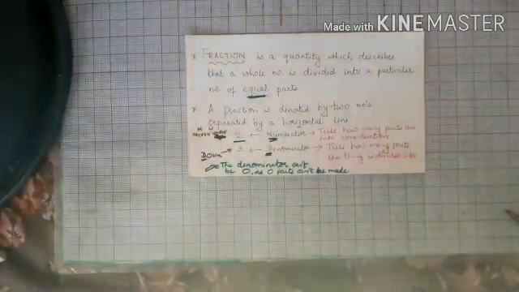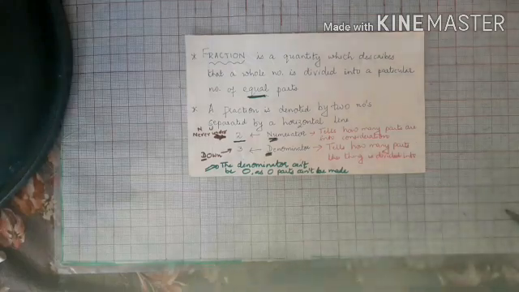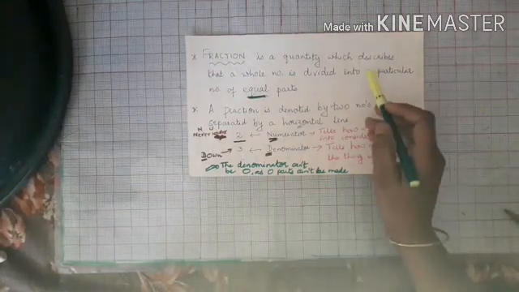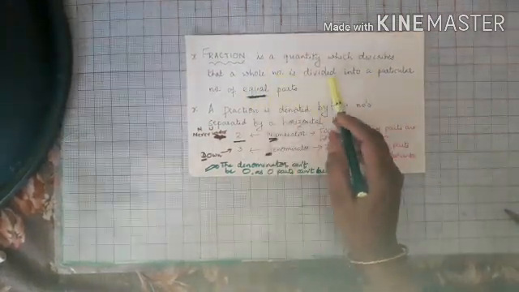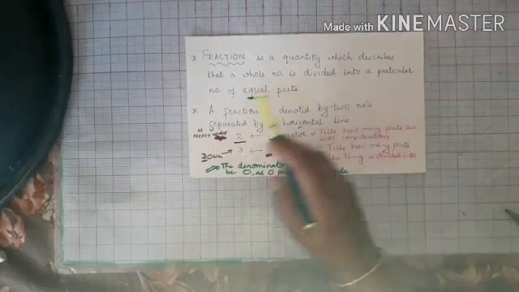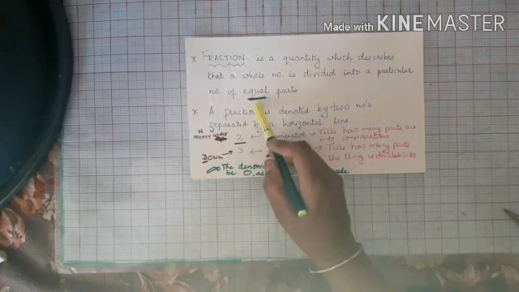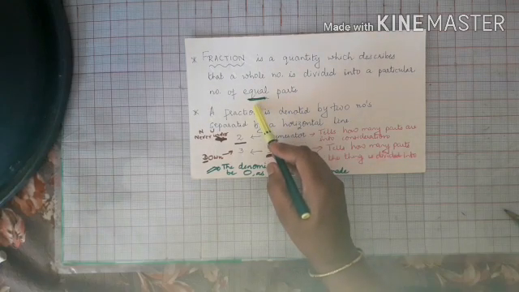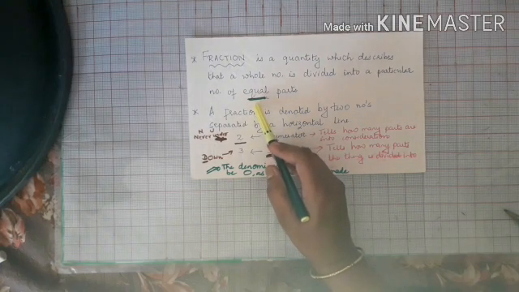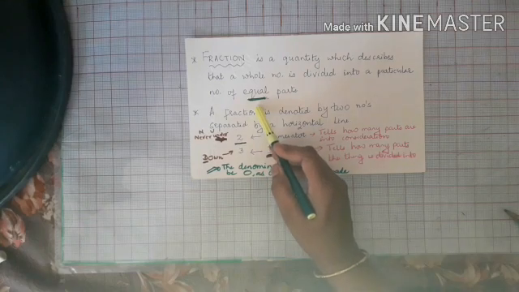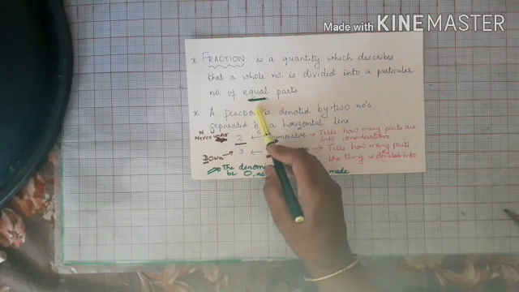So here, a fraction is a quantity which describes that a whole is divided into a particular number of equal parts. Here the word equal is very important. A thing should be divided into an equal number of parts. The parts should not be unequal.